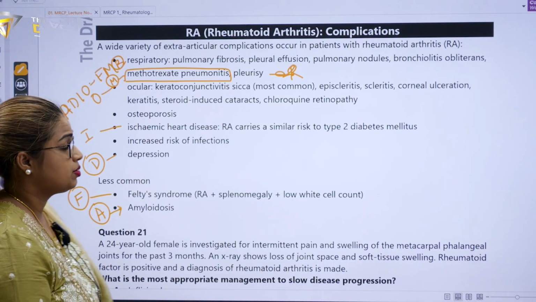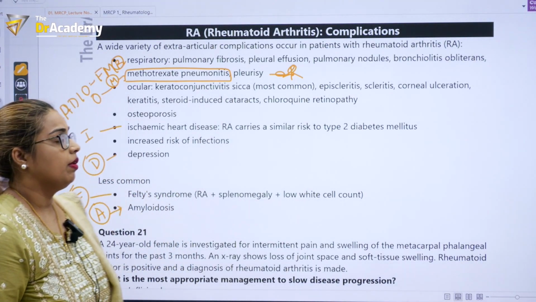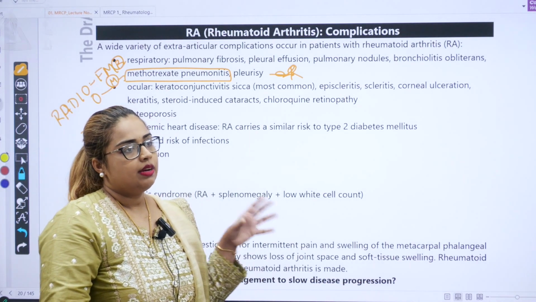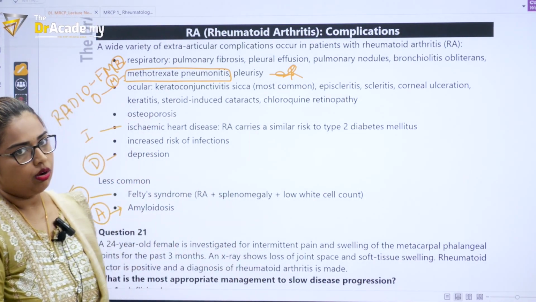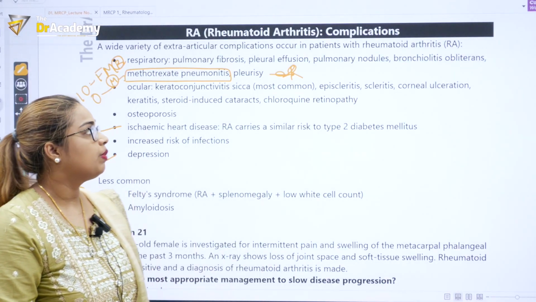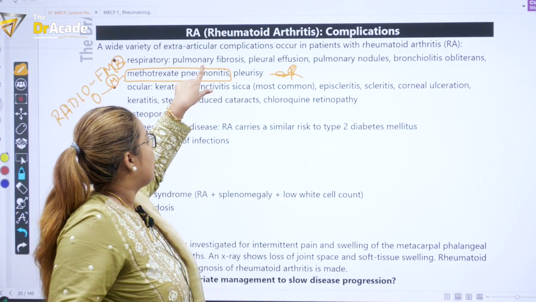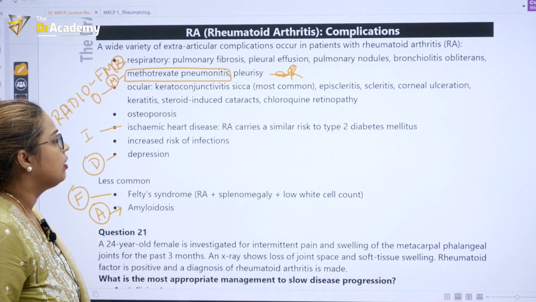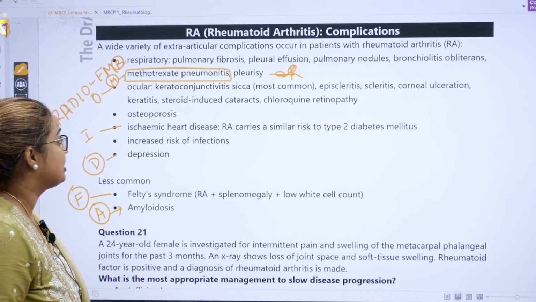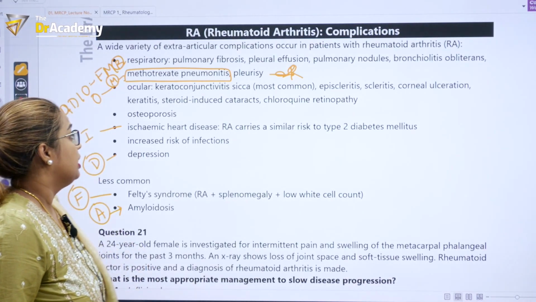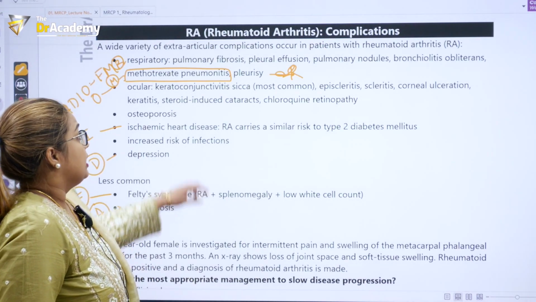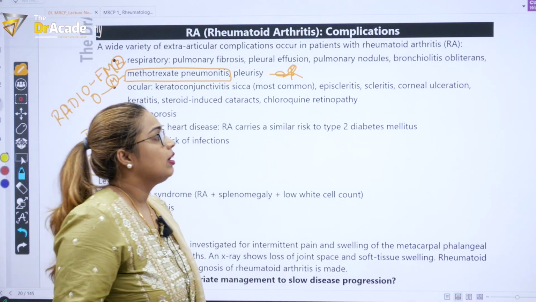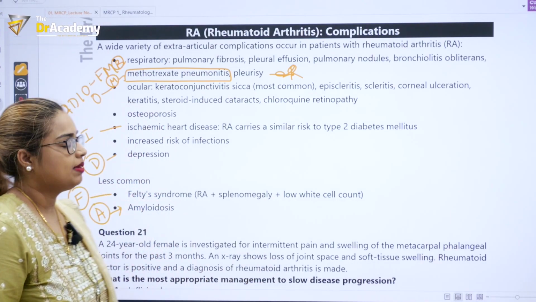So what are the respiratory complications of rheumatoid arthritis? Respiratory complication is the most common extra-articular complication of rheumatoid arthritis. What will happen? There will be pulmonary fibrosis, pleural effusion, pulmonary nodule, bronchiolitis obliterans, methotrexate-associated pneumonitis and pleurisy. Pulmonary fibrosis is a restrictive lung disorder, but bronchiolitis obliterans is an obstructive lung disorder.